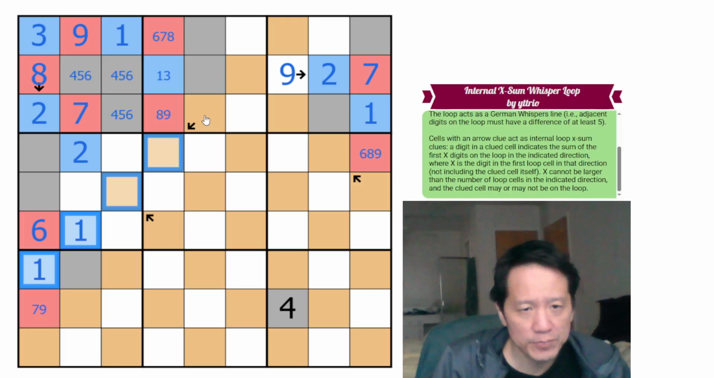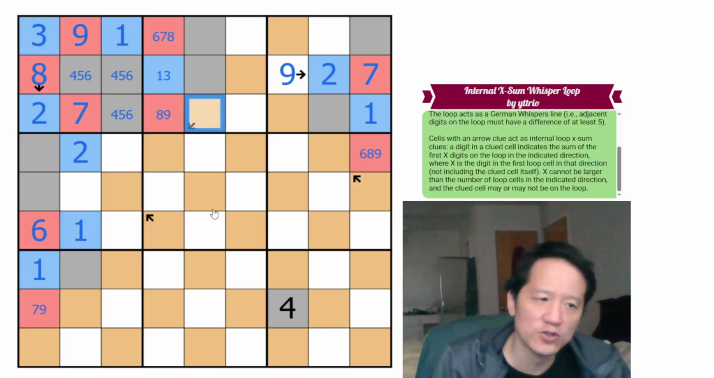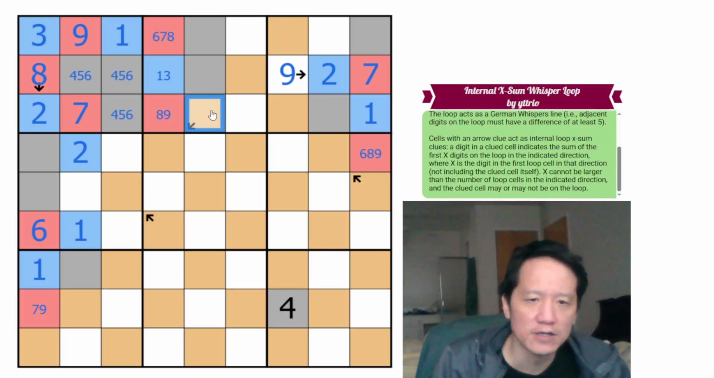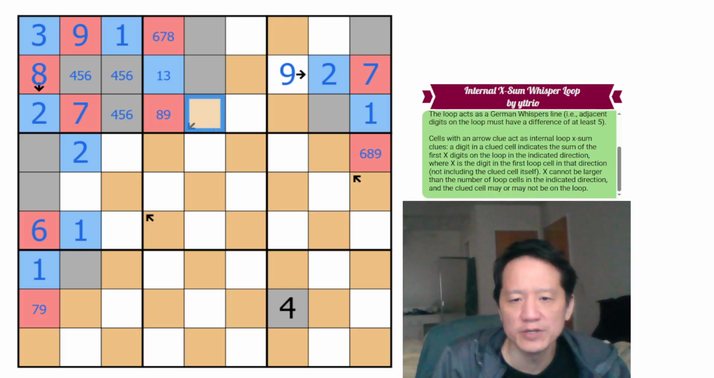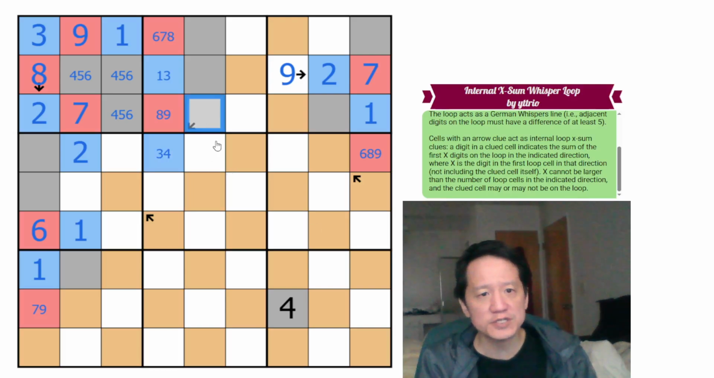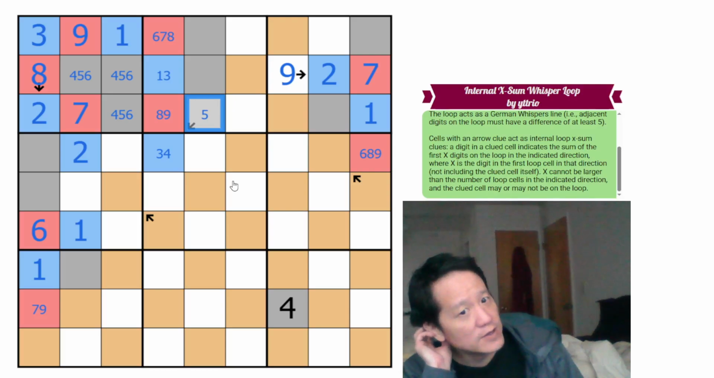Either way, this cannot be on the loop because if it's 3, if the sum of the first 3 digits on the loop, that would mean this has to add up to 5. And that's already not a low. So this cannot be on the loop because there would have to be a low on the loop. So this is not on the loop, which forces this to be on the loop. And this is 3 or 4. So this is at least 5. It could be 5.